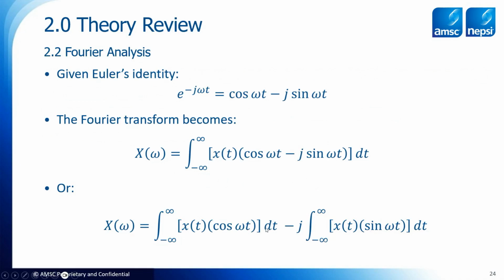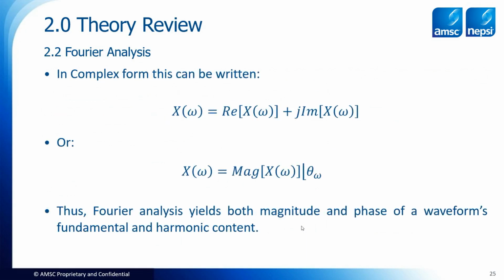If you know complex numbers and you remember vectors and complex numbers, this left-hand part is the real part, and this right-hand part, once you calculate it, is the imaginary part of the complex number. We can show that in this form: x of omega is the real part of x of omega plus j times the imaginary part of x of omega. Likewise, we can calculate magnitude and phase. The square root of the sum of the squares is the magnitude, and the arctangent of one or the other will give you the phase.